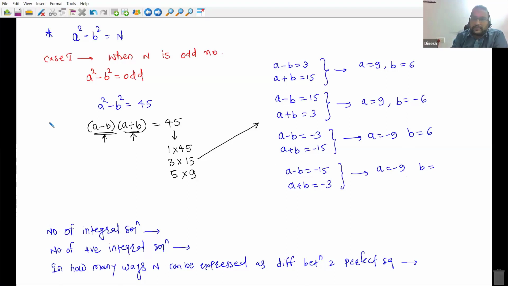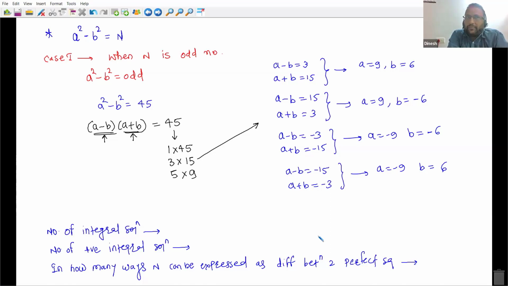Over here it is minus 6. Here it is minus 6. Here it is plus 6, okay? So are you getting this, everyone? 3 into 15, this pair gives us 4 different solutions: 9 comma 6, 9 comma minus 6, minus 9 comma minus 6, minus 9 comma 6, okay?